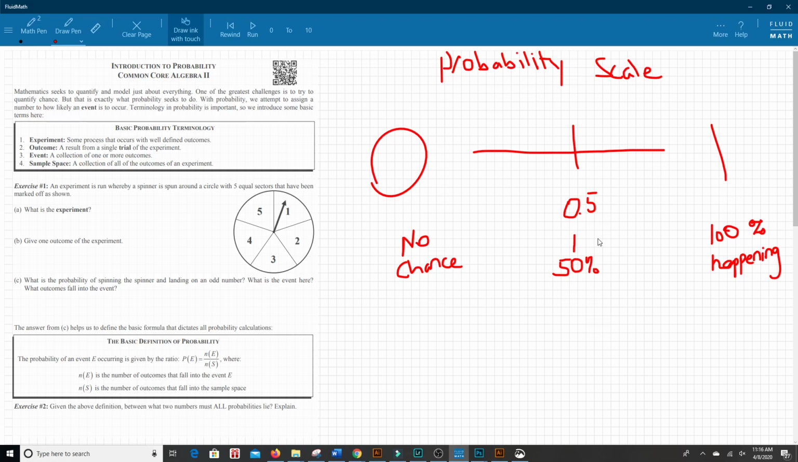Right? So looking at this, given the above definition, between what two numbers must all probabilities lie? Well, that's easy. It's either 100% chance of it happening or no percent chance of it happening. It's somewhere in between. You can get 0.5, which is a 50% chance of it happening, but it has to lie between 0 and 1. So between 0 and 1.